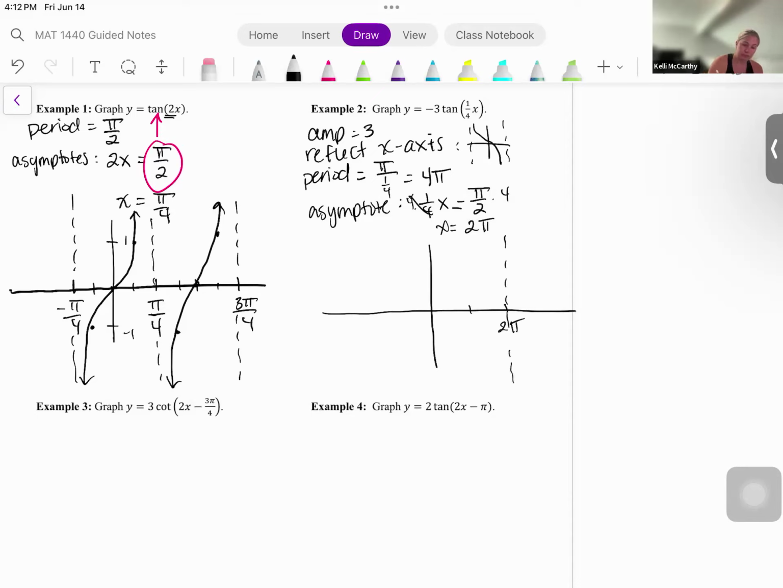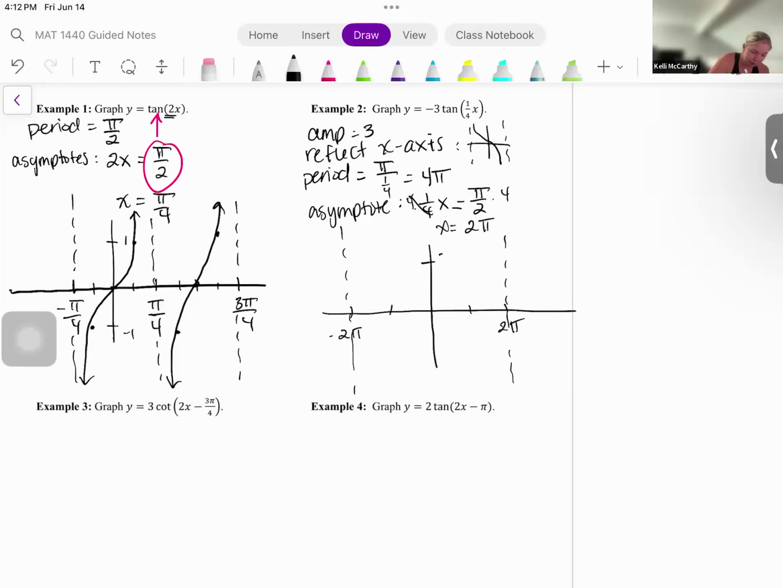So we'll call that 2 pi. Since our period was 4 pi, I'm going to go now to the left just to show that one center branch. So starting from 2 pi and going 4 to the left: 1, 2, here's -2 pi. And our second asymptote.